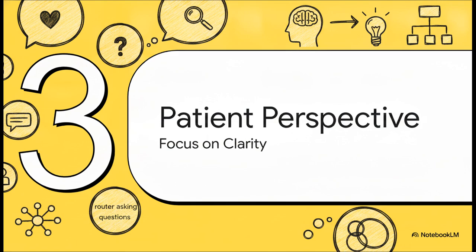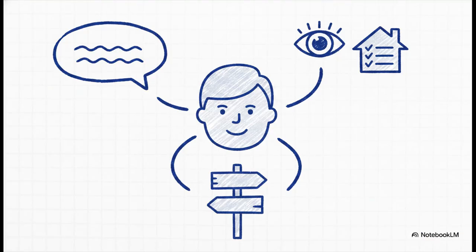Part 3, the patient perspective. Focus on clarity. Once that dummy case is locked in, the router asks its step 2 question: whose questions are we generating? If we select the patient or advocate perspective, the entire framework pivots.